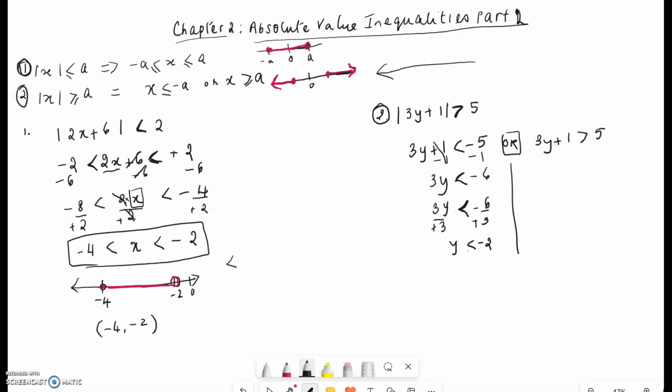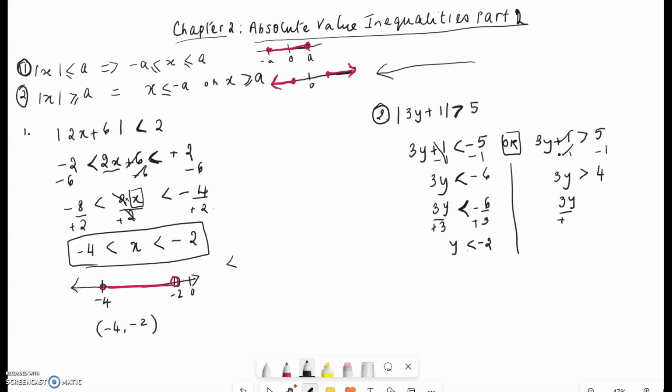Now we solve the right side, subtract 1. Remember, we are trying to solve for y, getting y by itself. So now we have 3y because we got rid of the 1. By subtracting 1 on both sides, it does not change the direction of the inequality. If you add a positive number, subtract a number, divide or multiply by a positive number, the direction of the inequality does not change. Now we have to get rid of the 3.